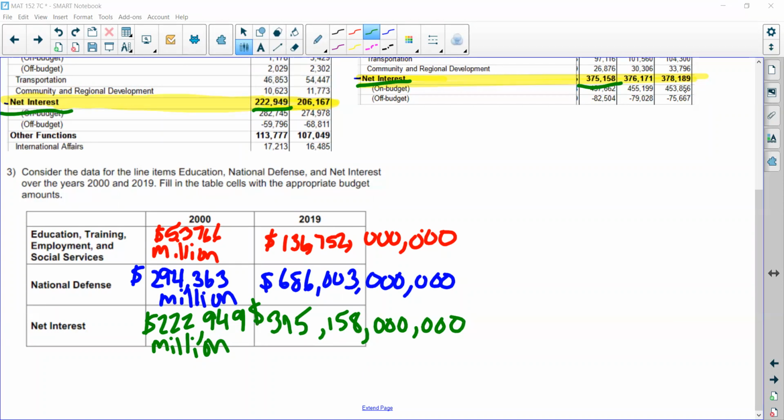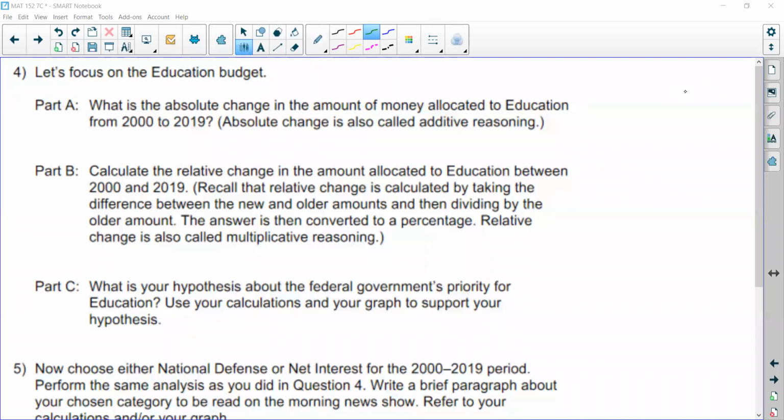Let's focus on the education budget. Go ahead and push pause and find A, B, and C, and come back and see how we answer these questions. The first question says, what is the absolute change in the amount of money allocated to education from 2000 to 2019? Absolute change is also called additive reasoning.